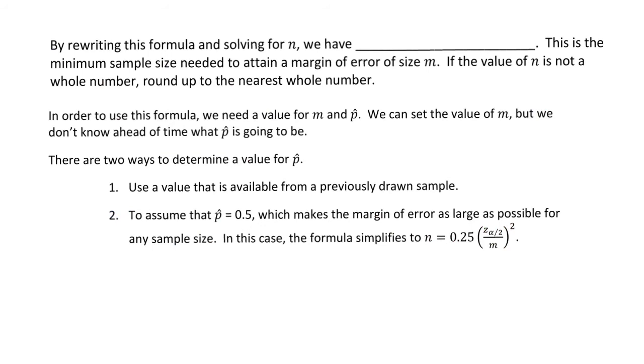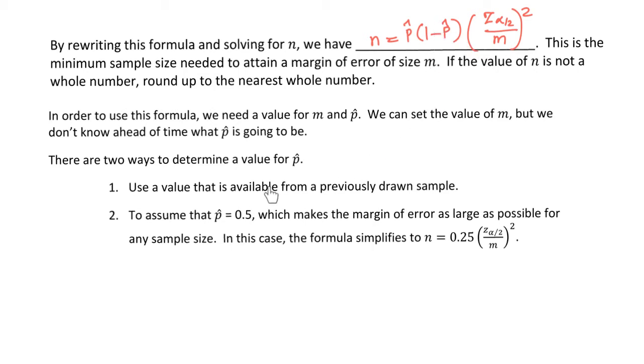So we just learned the formula for finding n, the sample size, that is p cap times 1 minus p cap times z alpha over 2 divided by m, whole square. So this is the minimum sample size needed. In order to use this formula, we need to find the value of p cap and we need to know the value of m. But we don't know ahead of time what p cap is going to be.